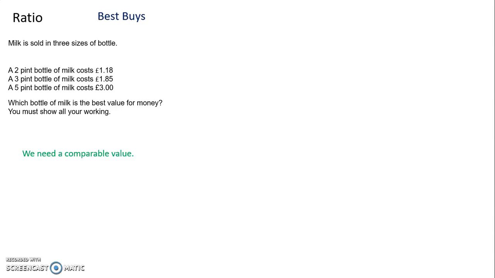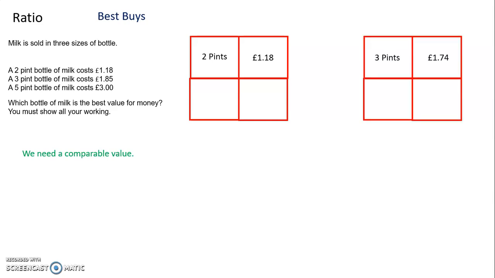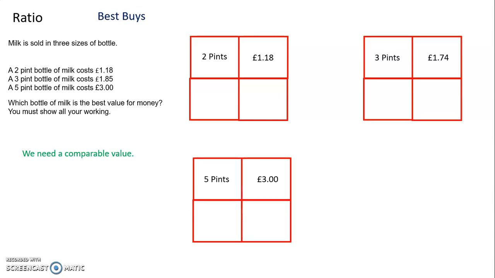Again, we need a comparable value. And what I wanted to show you was that you can always find the highest common factor, in this case because it's going to be 1. So you can always change your ratio to be a unitary method, unitary ratio, so that you know what 1 pint would cost. So that's what we're going to do here. And this is a good technique when it's a calculator question.